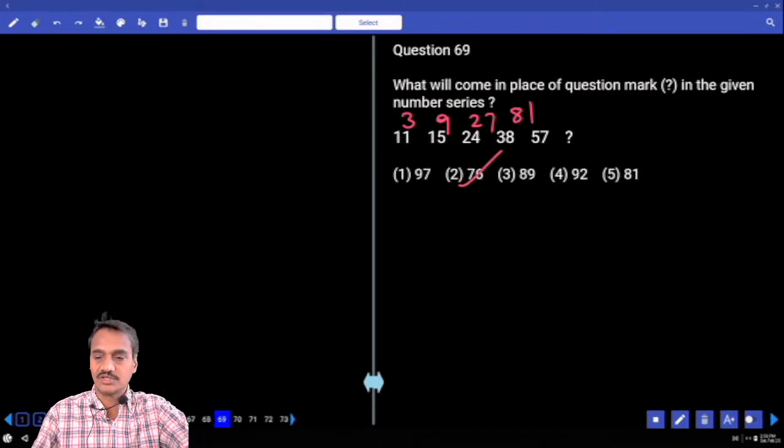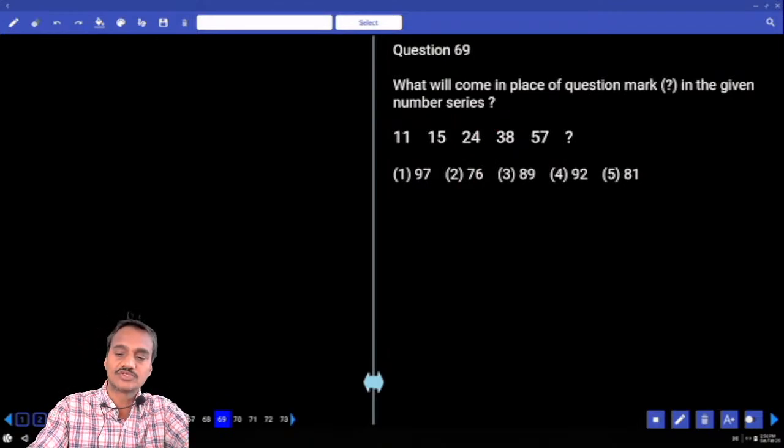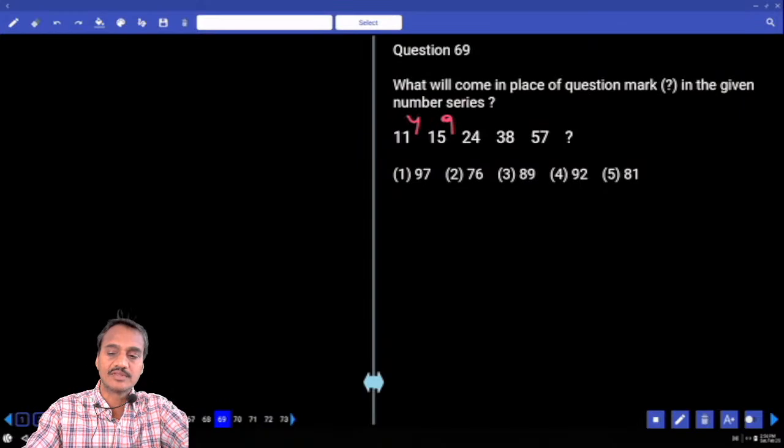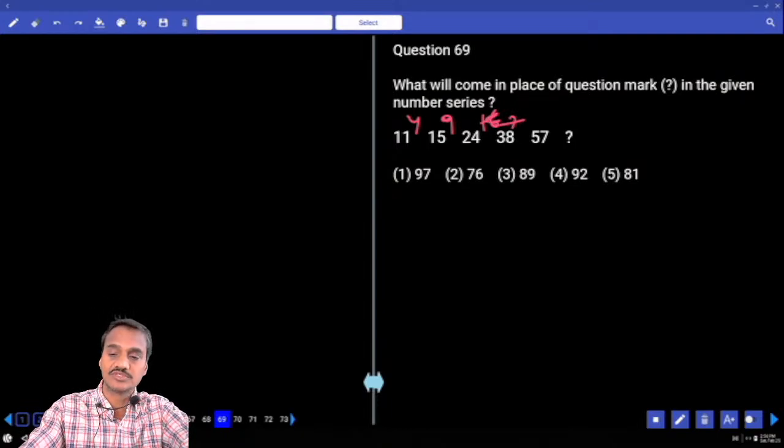Then the next one, 69: 11, 15, 24. 11 and 15 difference 4. And 15 and 24 difference 9. 4, 9, 16. Is it fitting or not? Next one, 4, 9, 16, then 25 comes. 24 plus 14 has come.